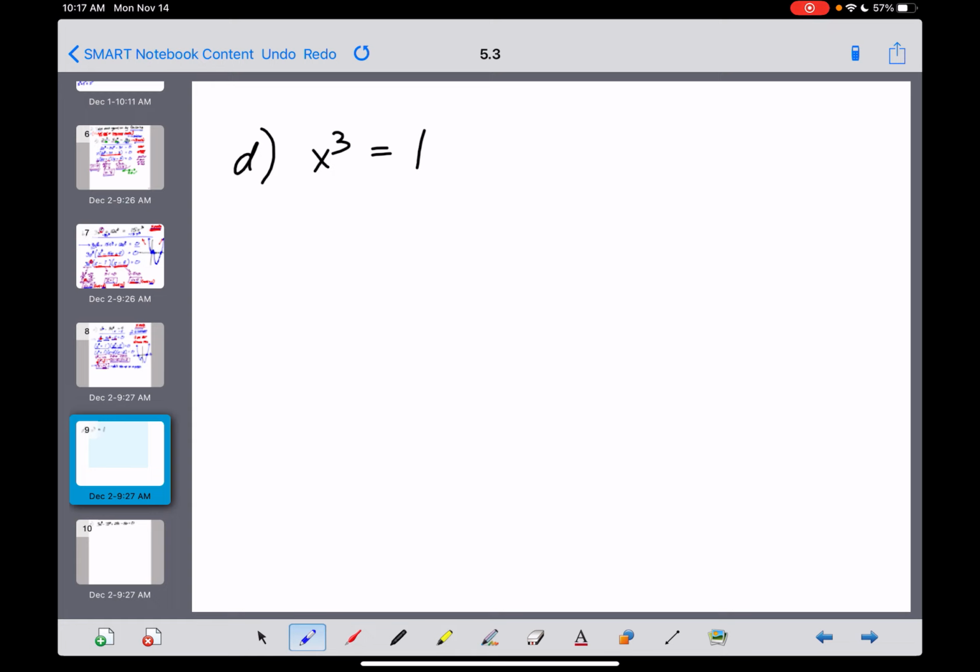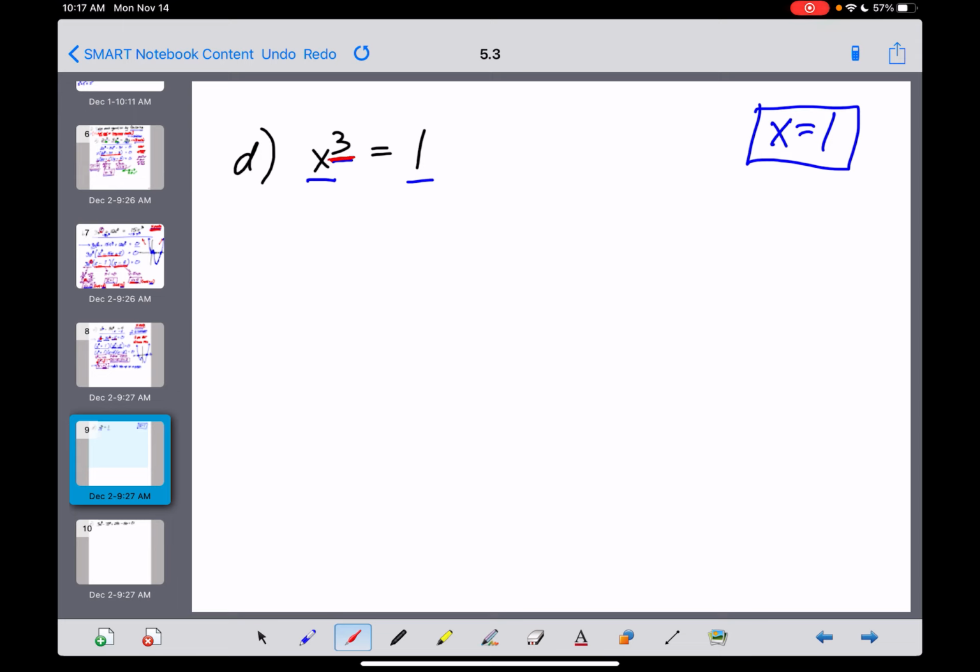And this is a funny one because a lot of people are going to look at this and think for about 2 seconds and say, duh, Mr. Fontana, the answer is 1, because if I take 1 to the 3rd power, it equals 1. And that is 100% correct. The only problem with that is this is one of our roots, but we are still missing two others.